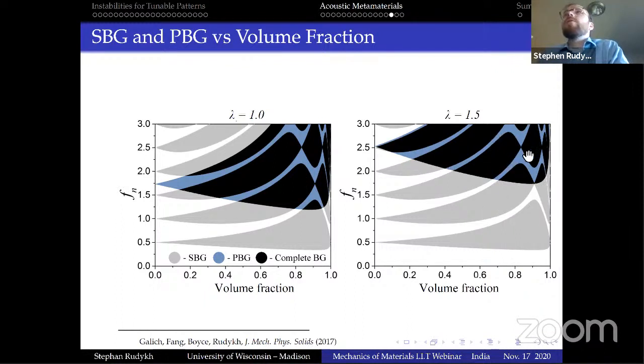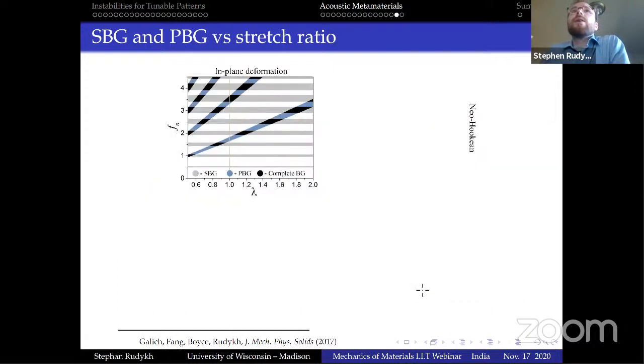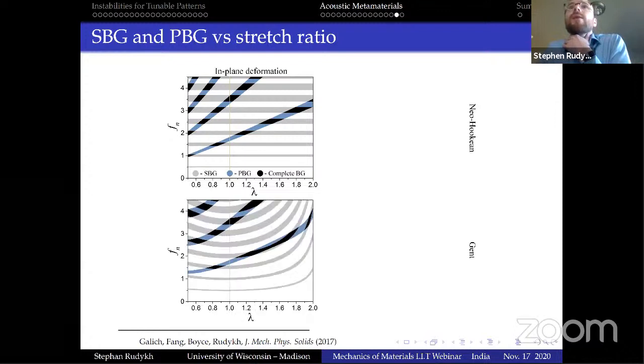And so, of course, complete band gaps, these dark areas, are changing in a complicated manner. But in a way, this is a very simple thing that we obtain here. To illustrate it even more, I put these band gaps as a function of the stretch, and you can see that for the Neo-Hookean material, that's actually exactly what happens. So shear band gaps just stay and don't really change much, and your pressure band gaps change quite a lot.